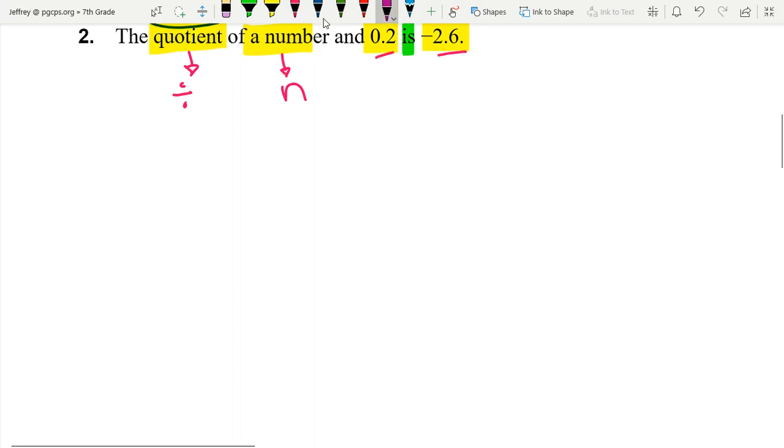So let's write down our equation. A quotient of n and a number, so we're dividing n by 0.2. Now, can you use the division symbol instead? Yep, you can. You can do n divided by 0.2 is equal to negative 2.6. But I prefer that you use a fraction. Okay, it's easier to visually see it. So n over 0.2 is equal to negative 2.6. So that is our equation.